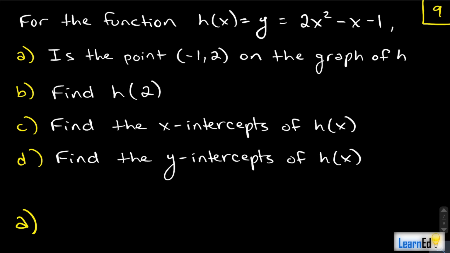So we can write this as y and then set y equal to 2x squared minus x minus 1, and we can plug in. So we have a point negative 1, 2, so y is 2, and we plug in a negative 1 everywhere we see an x.